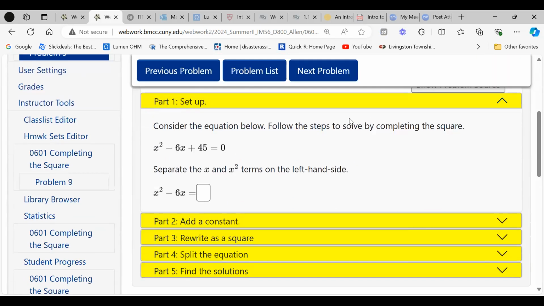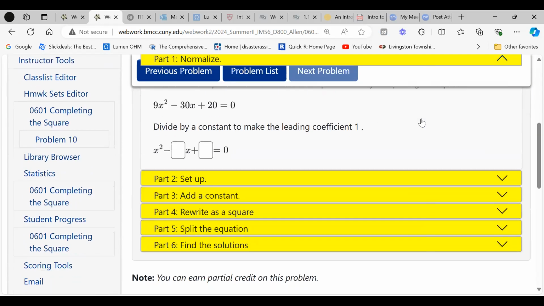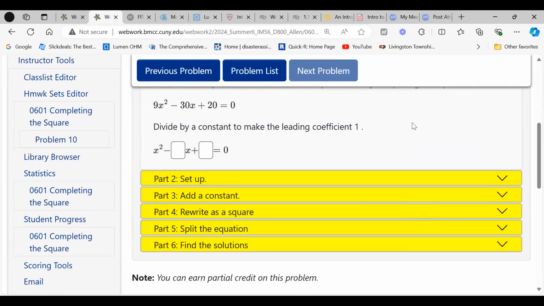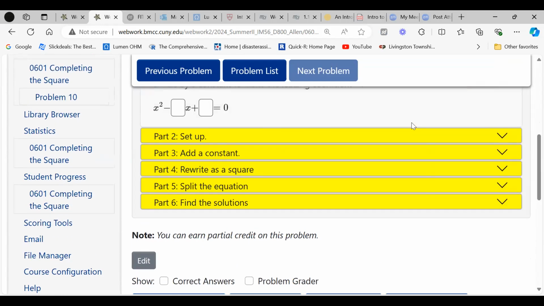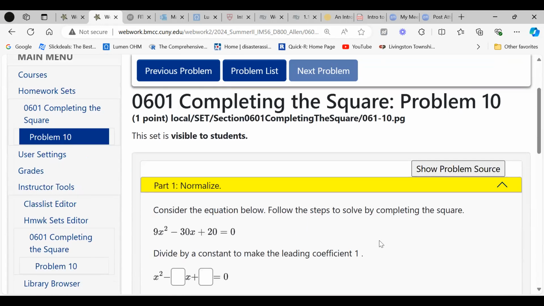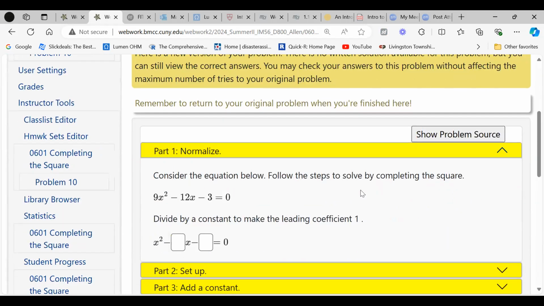Okay, this is very, very similar. I will skip this. Yeah, so this one is slightly different because the coefficient is not 1. So you gotta turn it into 1 first. So I'm gonna show you another one of the examples here.